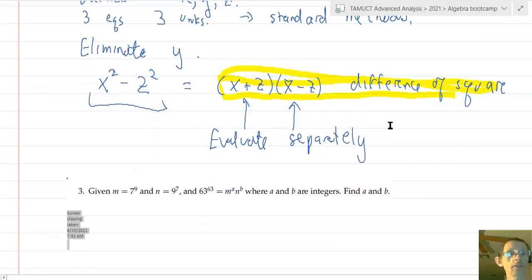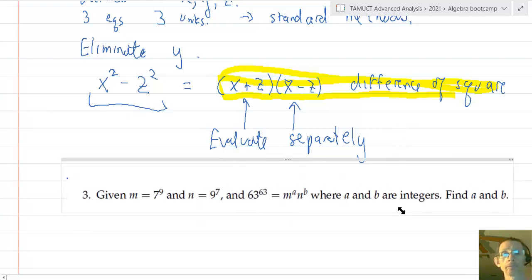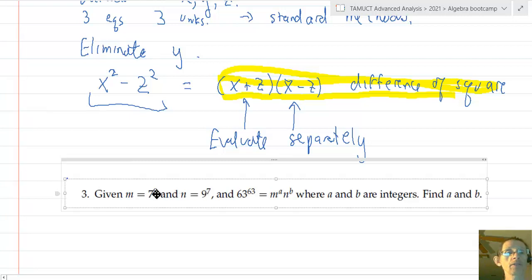Okay, here's another problem. Well, let's read it first. Here we have m is 7 to the 9th, and n is 9 to the 7th. And 63 to the 63 is m to the a times n to the b, where a and b are integers. Find a and b. All right, so let's look at this problem here. We have lots of variables. It seems quite complicated. We have the m, the n, the a, and the b. We also have some numbers, 9, 7, and 63.